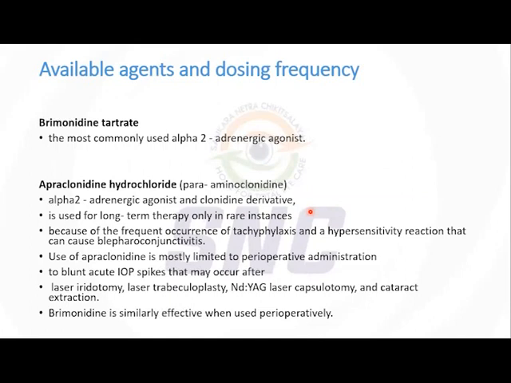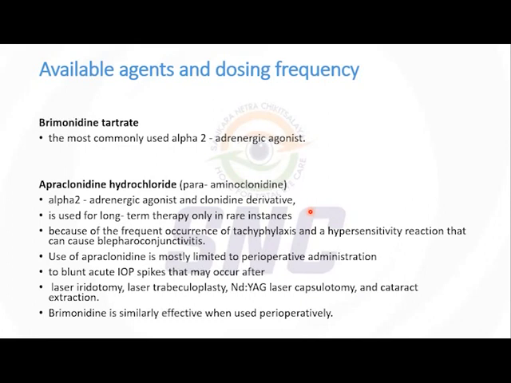Next, available agents and dosing frequency. Brimonidine tartrate is the most commonly used alpha 2 adrenergic agonist. Apraclonidine hydrochloride is an alpha 2 adrenergic agonist and clonidine derivative, used for long-term therapy only in rare instances because of tachyphylaxis and hypersensitivity reactions that can cause blepharoconjunctivitis. Use of apraclonidine is mostly limited to perioperative administration.